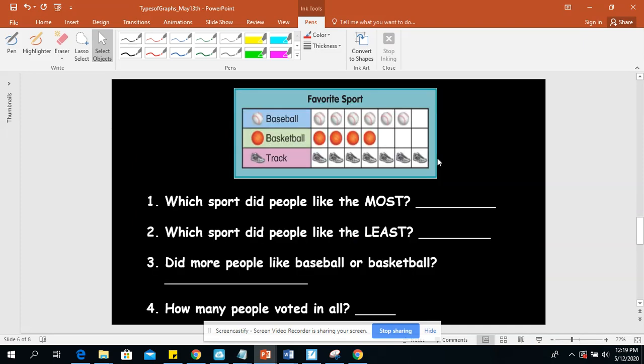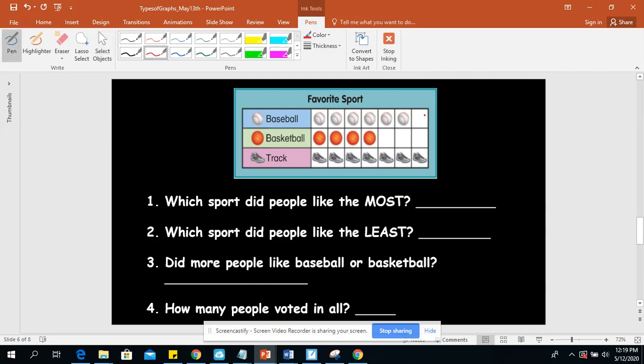Let's practice reading a picture graph. So the title of this picture graph is Favorite Sport. So this picture graph gives us information about people's favorite sport. The options were baseball, basketball, and track. To find out how many people like baseball, you'd count the pictures next to the word baseball. 1, 2, 3, 4, 5, 6.